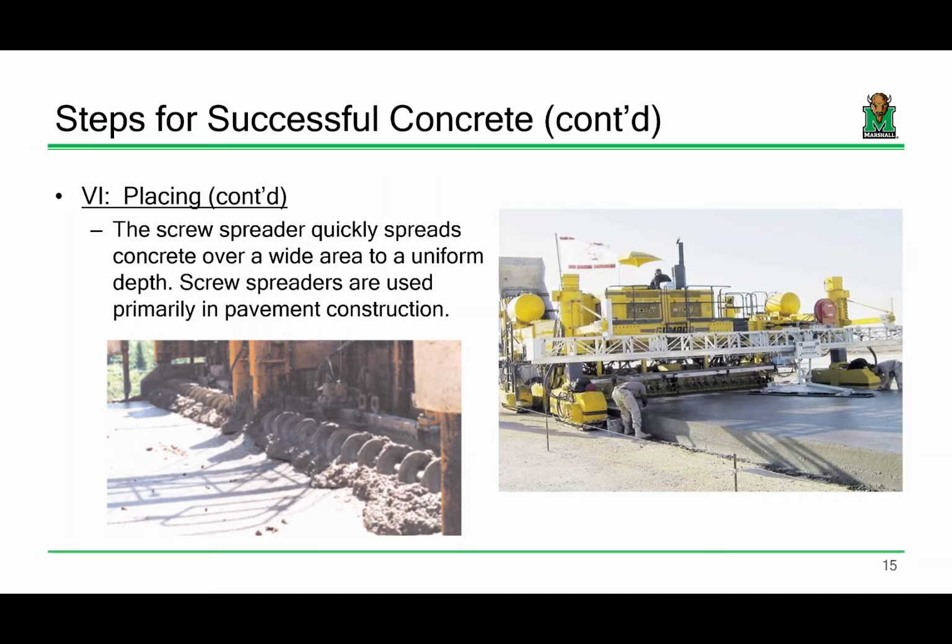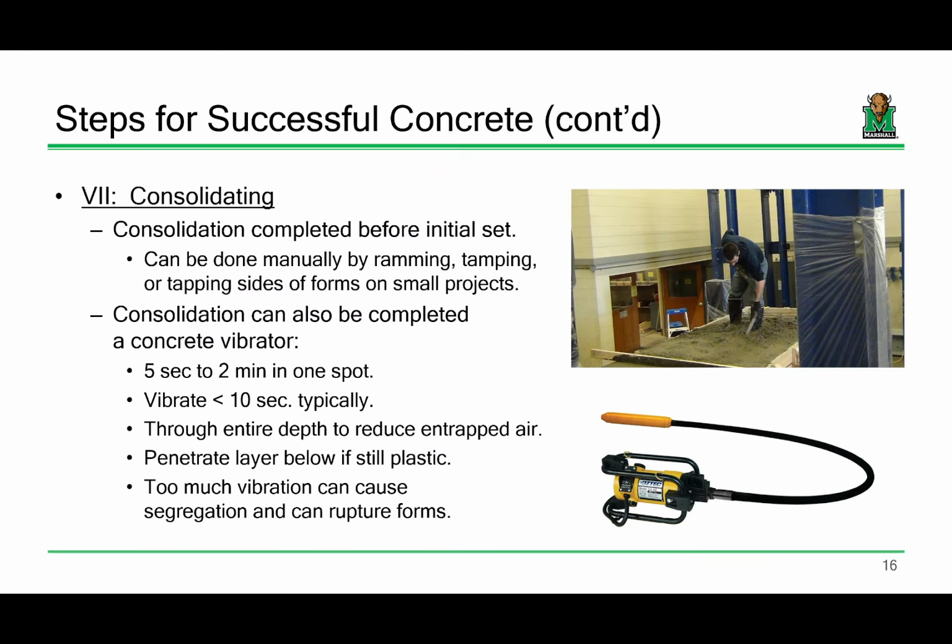In the case of a pavement type project, you'll have this sort of screw spreading mechanism where this screwing device is evening out the placement of the concrete as it goes on, and then you'll have something like a bull float smoothing the surface on the top of the cast. Okay, after you've placed the concrete, you then need to consolidate it.